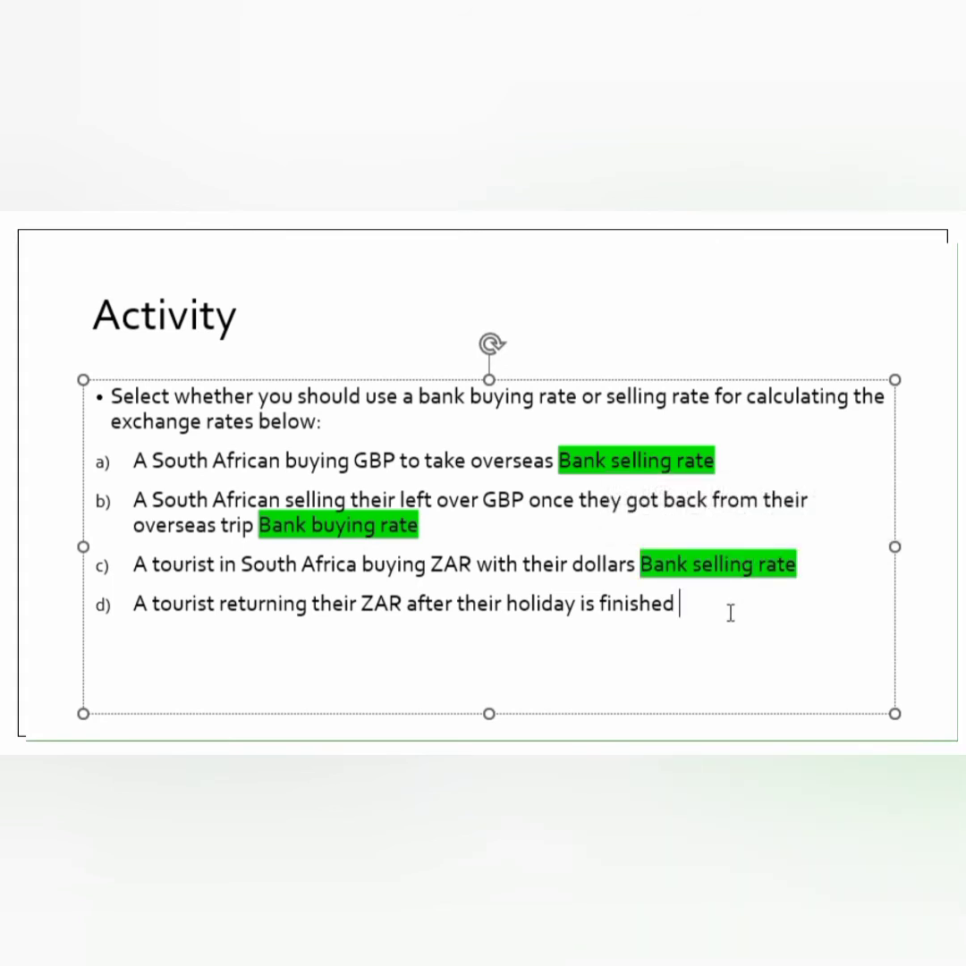A tourist returning their ZAR after the holiday is finished, right? So the tourist is now in the country, right? And they would like to return their money. A tourist returning their ZAR after their holiday is finished. Okay, so it means that the tourist now is going back to their original country, because they should have said a tourist in South Africa. Okay, so they're not saying that, they're just saying a tourist returning their rands after the holiday is finished. So it's going to be bank buying rate.